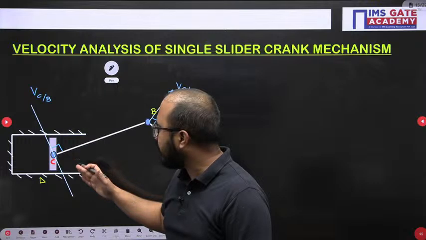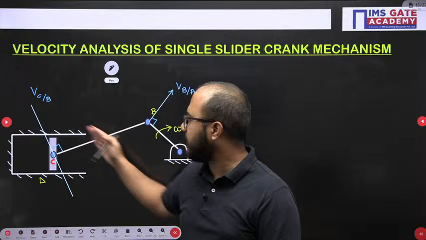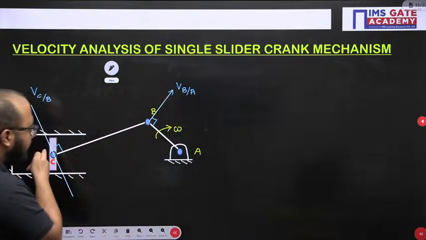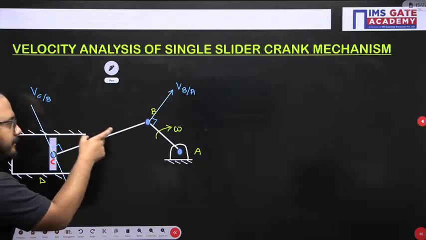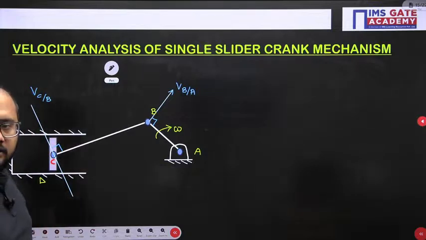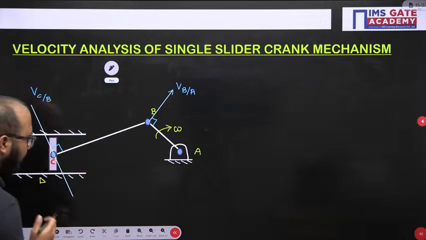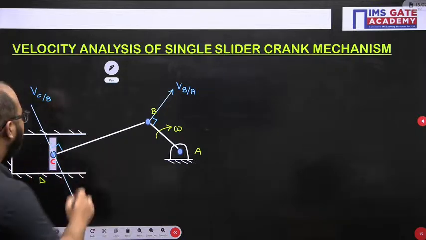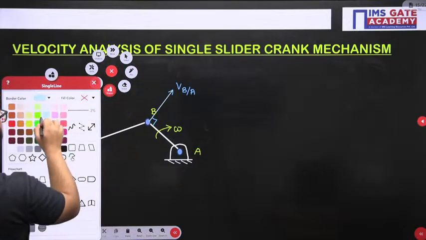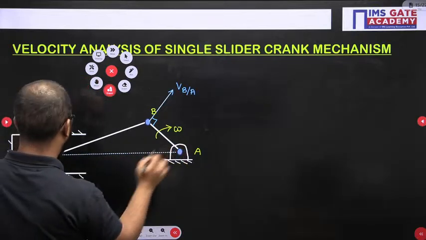So C with respect to B is perpendicular to link BC, as this vector is perpendicular to this one. This is the point you need to understand, because this is a turning pair between link BC, the connecting rod, and the slider. And this C, the slider, is moving with respect to the cylinder in a horizontal line. So the vector we need to draw is in the horizontal direction like this. I am drawing a dotted line.